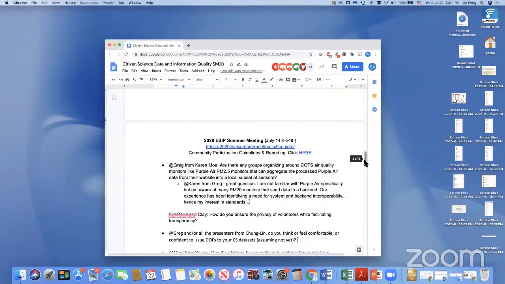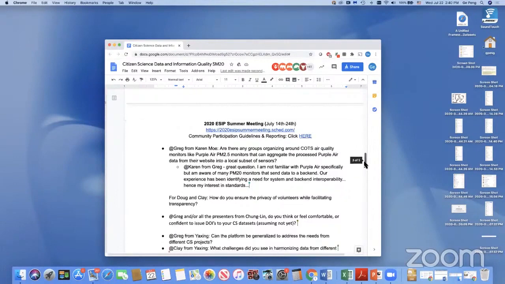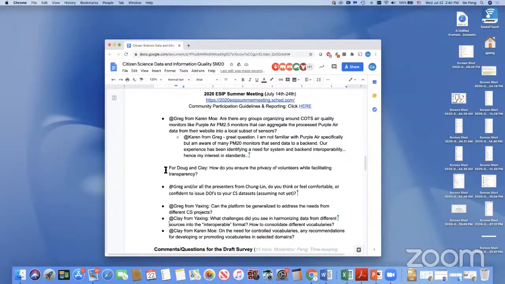Great. So there's an exchange between Craig and Karen, and I'll again read it out later if I have time. For now, there's a question for both Craig and Clay. How do you ensure the privacy of volunteers while facilitating transparency?